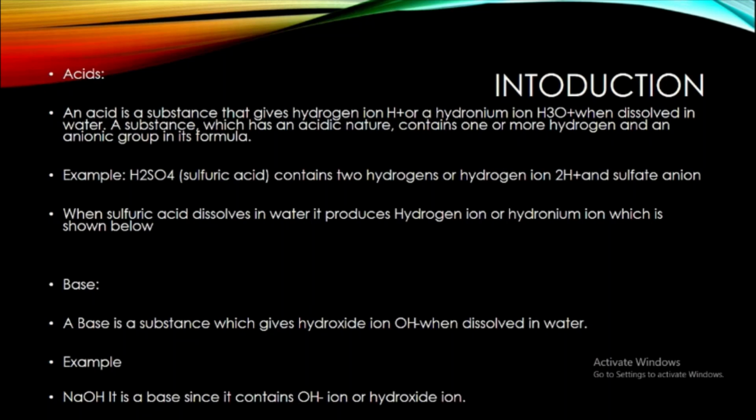For example, let us take sulfuric acid. Sulfuric acid has two hydrogen and also the sulfur content. So two hydrogen, that is in the form of 2H plus, and sulfate anion, which forms the combination of 2H plus and sulfate anion as H2SO4. It easily liberates the plus one hydrogen, hence it is the strongest acid compared to all others. So when sulfuric acid is dissolved in water, it produces the hydrogen ion or hydronium ion, which is shown below.